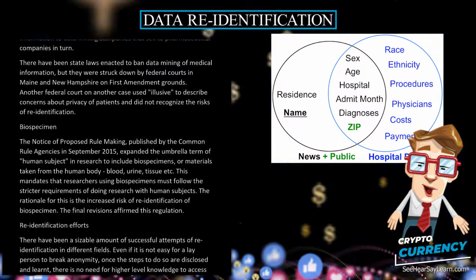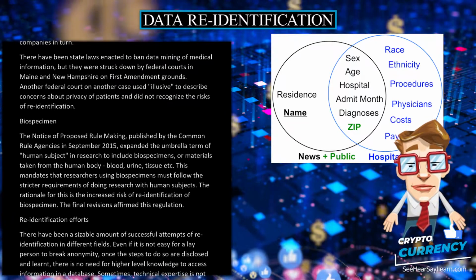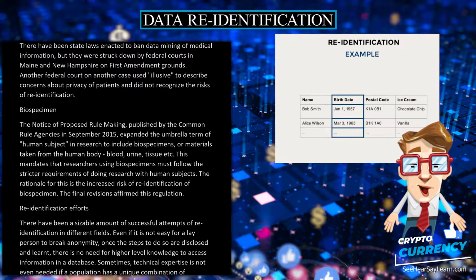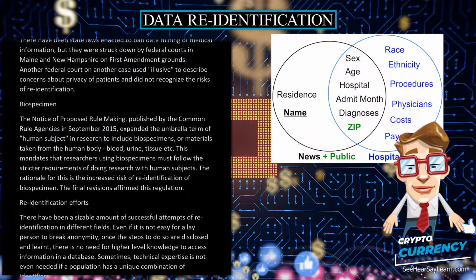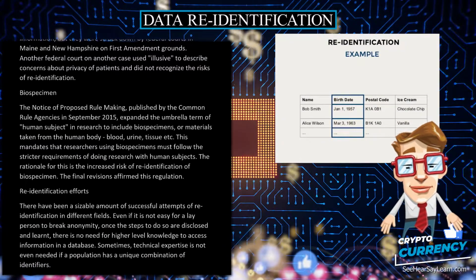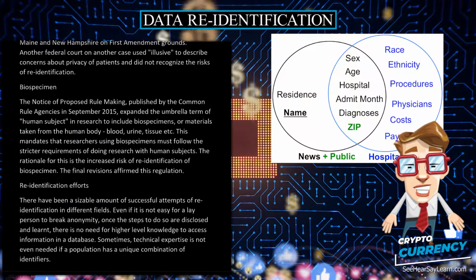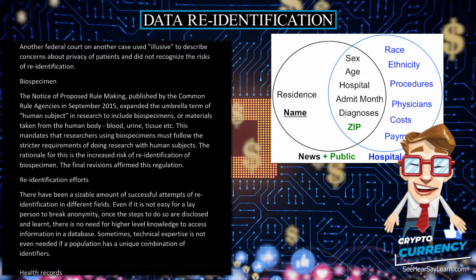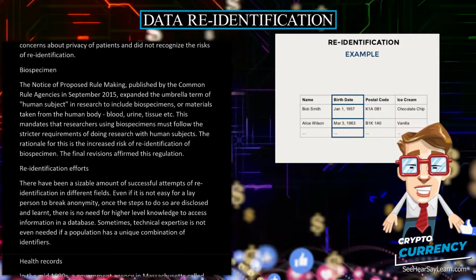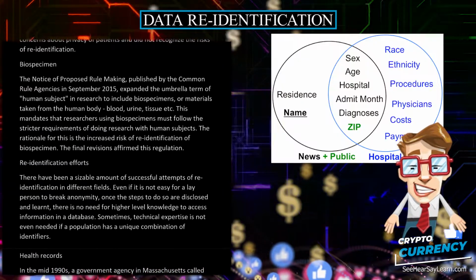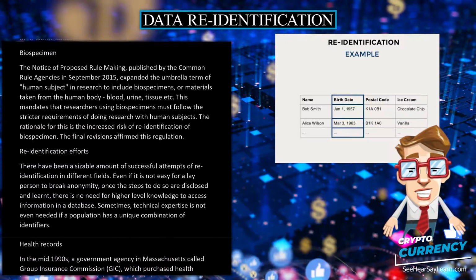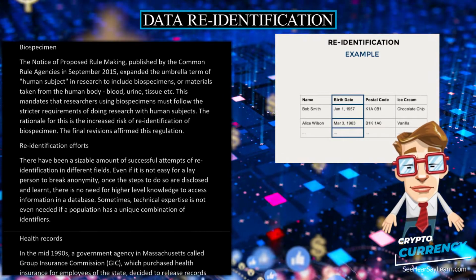Latanya Sweeney, a graduate student at the time, put her mind to picking out the governor's records in the GIC data. By combining the GIC data with the voter database of the city of Cambridge, which she purchased for $20, Governor Weld's record was discovered. In 1997, a researcher successfully de-anonymized medical records using voter databases. In 2001, Professor Latanya Sweeney again successfully matched anonymized hospital visit records in the state of Washington to individual persons using the state's voting records 43% of the time.